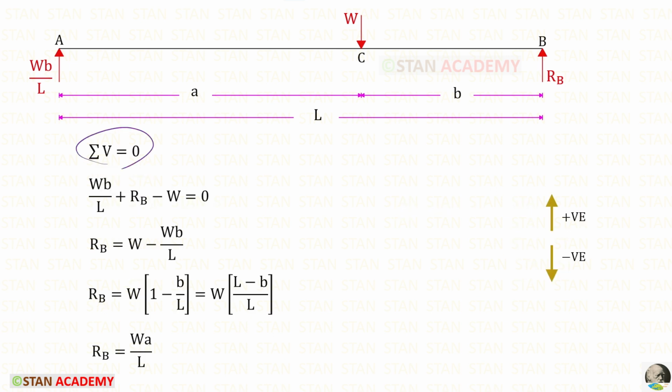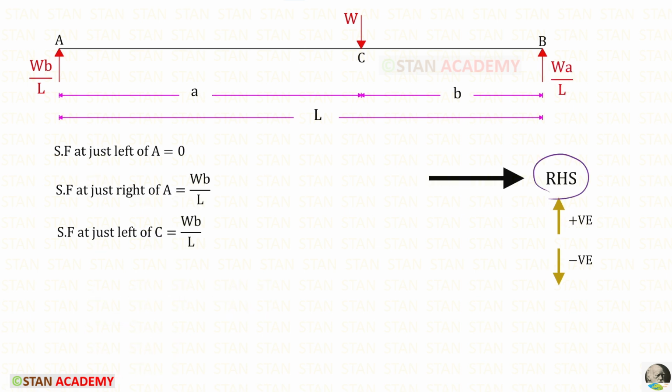Alternatively, using this rule, we can find RB. RA and RB are acting upwards, so both of them are positive. W is acting downwards, so it will be negative. We can take these two terms on the other side. We can take W outside. For these two terms, we can take LCM. In this way, for RB, we will get Wa upon L.